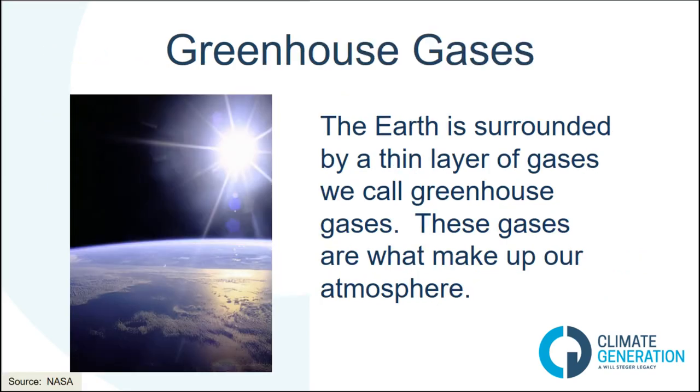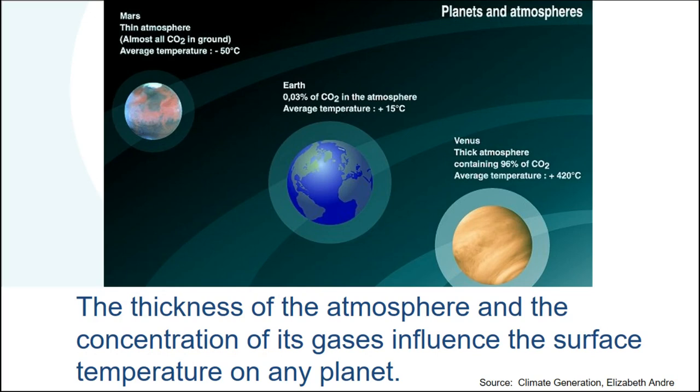We're going to start off with greenhouse gases. So our Earth is surrounded by a thin layer of gases, and we're going to call them greenhouse gases. These gases are what make up our atmosphere. They're anything such as carbon dioxide, methane, nitrous oxide, and then there are some other really long-named chemicals, but they're generally only created by very specific industrial processes. The thickness of our atmosphere and the concentration of its gases influence the surface temperature on any planet.